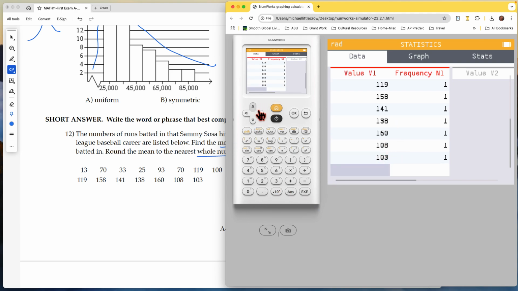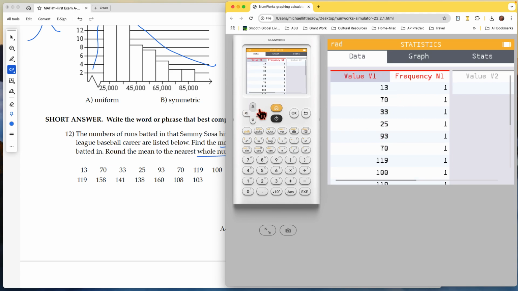Going to do a quick double check. 138, 160. Okay, that looks good. And then above this, 100, 119, 70, 93, 25, 33. Because if you made a mistake on any of these, you will get an incorrect answer. And this is a fill in the blank, so you've got to have it right.